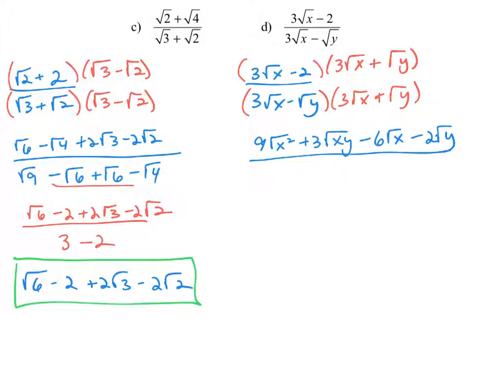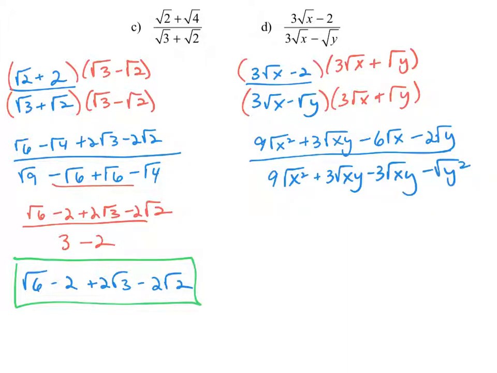In the denominator, first, outer, inner, last, 3 square root of x times 3 square root of x is 9 square root of x squared, which will simplify. The outer is plus 3 square root of xy, the inner is minus 3 square root of xy, and the last is minus square root of y squared.